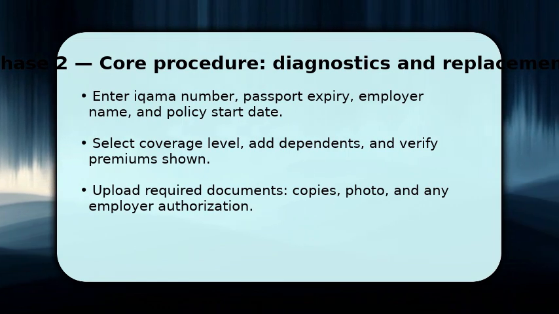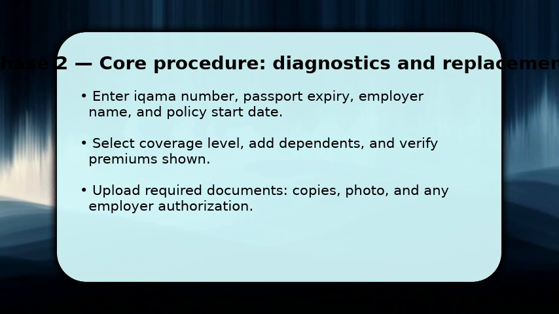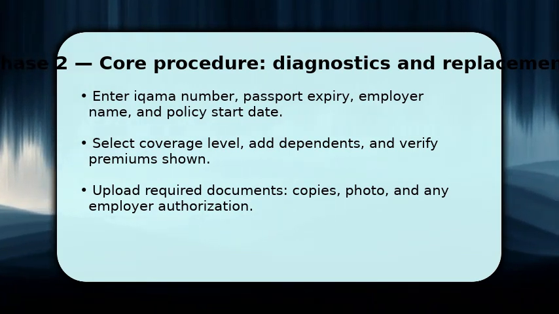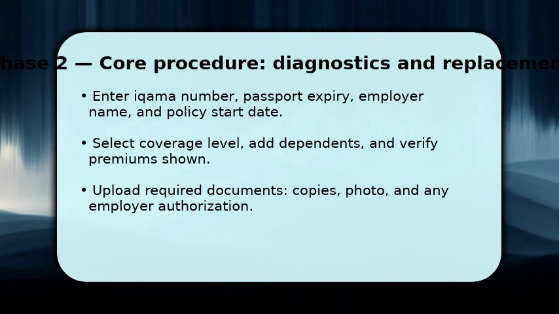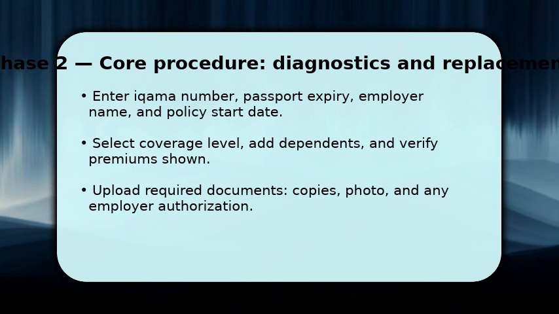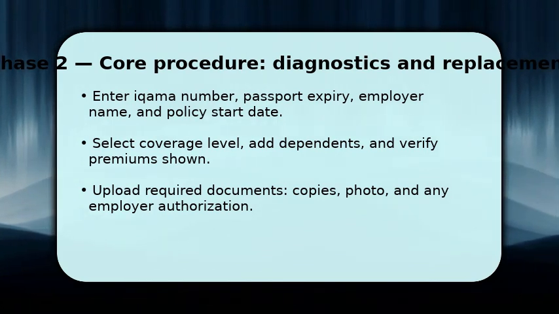Select coverage level and add dependents if applicable, because this changes the premium and benefits. Upload clear copies, scans, or phone photos work, so the system accepts them. Make sure to read benefit summaries before accepting. If prompted for employer authorization, request a digital signature or approval now to avoid delays.